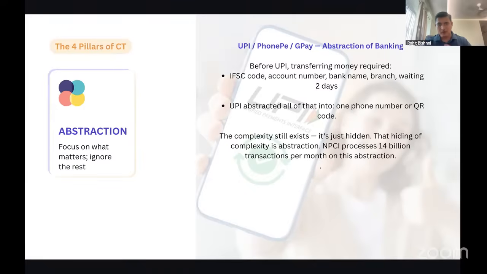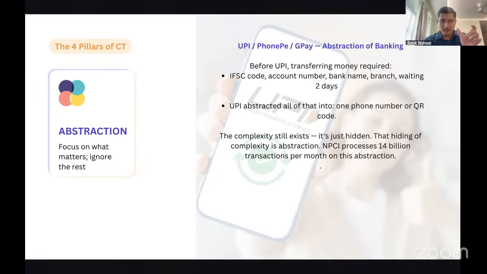Right? The complexity of checking all the accounts is still there, but it's not visible, it's hidden. And hiding this complexity is basically abstraction. And you will not believe that in USA, they do not have UPI. So in India, the system which we are using, UPI, PhonePe, Google Pay, Paytm, is the world's best money transfer system. And they are also catching up with us.